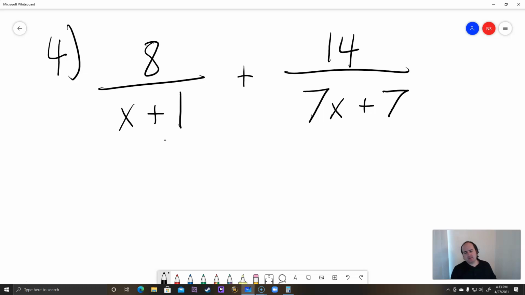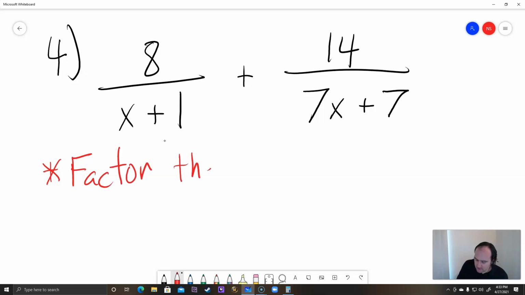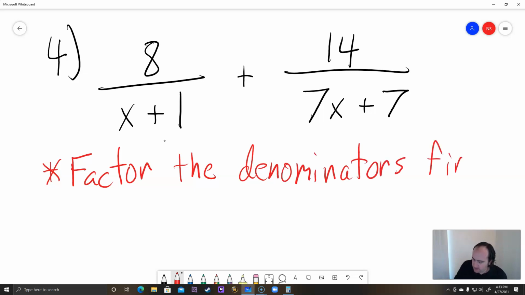All right, now this one's a little bit trickier because the denominators have more than one term. And the trick with this particular problem is you want to factor the denominators first. That way we can see what's missing. And then we'll be able to multiply by whatever we're missing to build them to a common denominator.